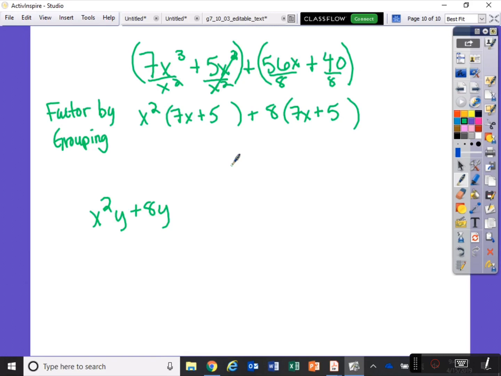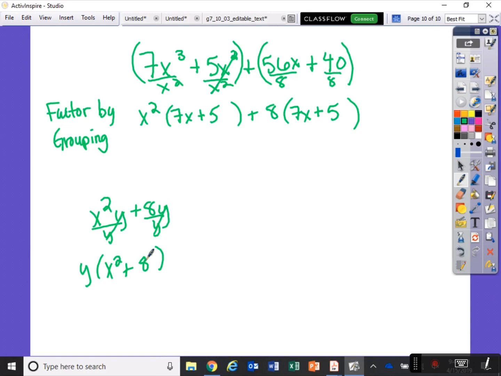A y. So just like I did up here, in each individual parentheses, couldn't I technically factor out what they have in common? Yes. I could pull out the y, couldn't I? So I divide by that y, right? I take a y out of y, they cancel, and I'm left with x squared. Plus, take a y out of y, I'm left with 8. So it is x squared plus 8 inside the parentheses.